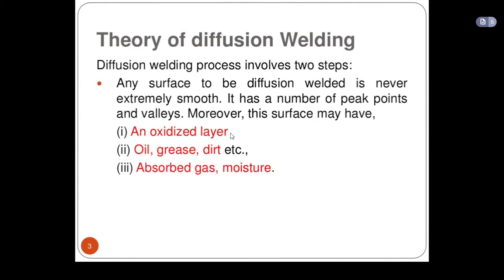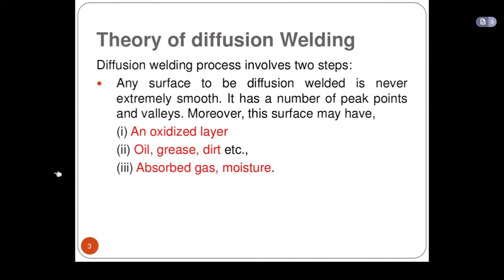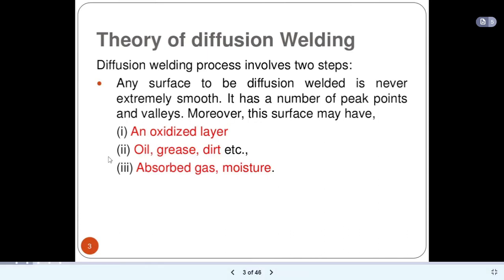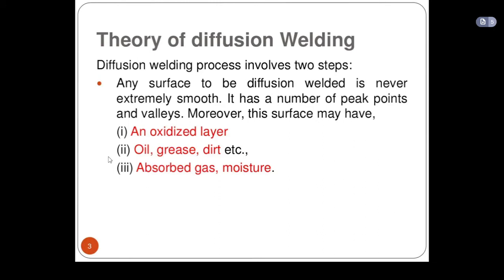So the main principle in diffusion welding is that we require some valleys and peaks on the surface of the metal, or the base material, and we use those valleys and peak points to make the diffusion welding.